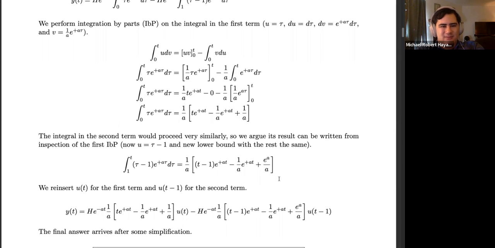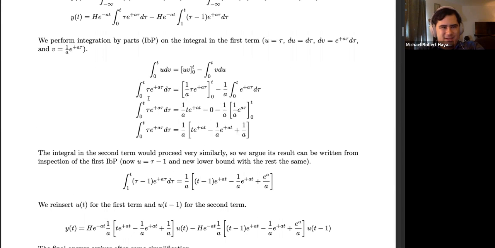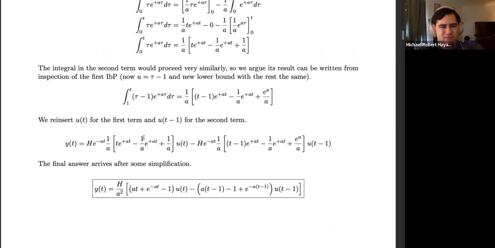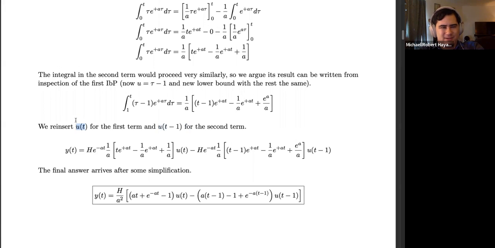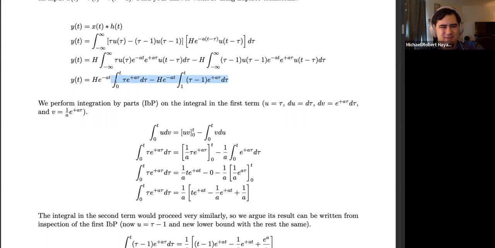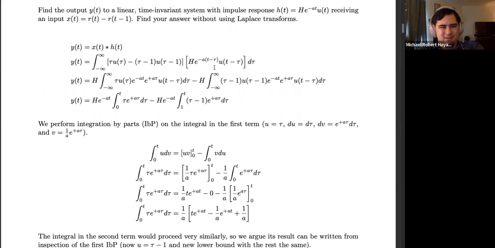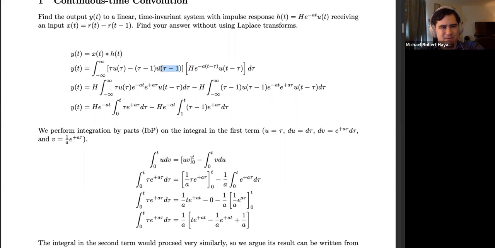So we got these integrals. When we insert it back here, we should reinsert our step functions for the first term and the step function for the second term. The step function for the first one uses u of t. The one for the second term uses u of t minus 1, because that's kind of what we were dealing with earlier.